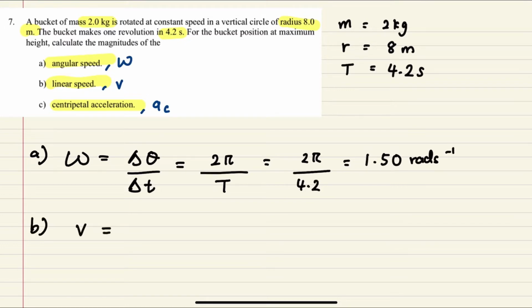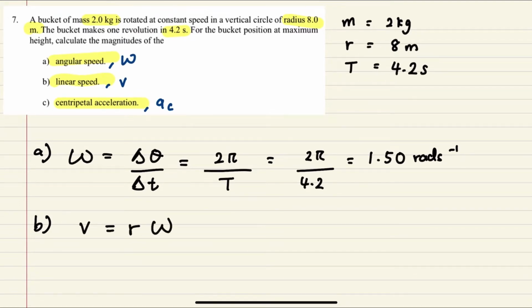So the relation between V and omega is V equals R omega. You do know the value for R, which is 8. Omega you calculated just now. So this one should be 12. Yes, it's 12 meter per second.